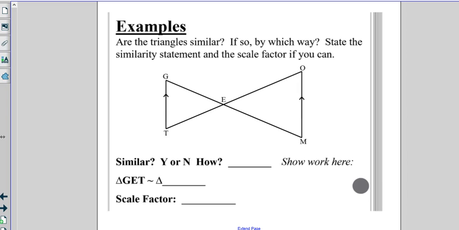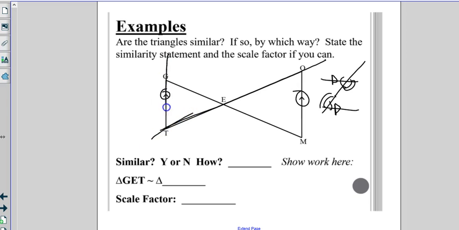All right, are they similar? If so, by which way? Okay, well, notice I have parallel lines here. Okay? So since I have parallel lines, and since we've done this in the past this way, I have alternate interior angles are equal to each other. So this is equal to this, and the two obtuse angles are also equal. And these lines here are transversals, all right?